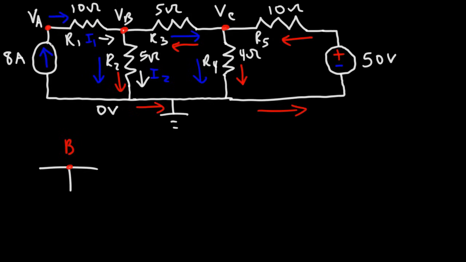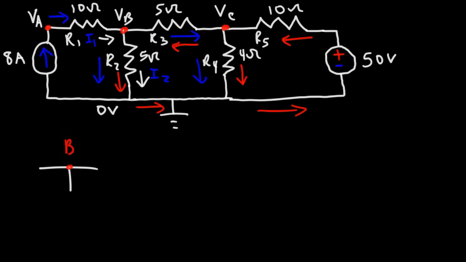Now because we have an 8 amp source here, the 50 volt source is not going to send a current through R1. So that's going to be a little unreasonable to think that way. But the real issue is determining the direction of the current in R3.